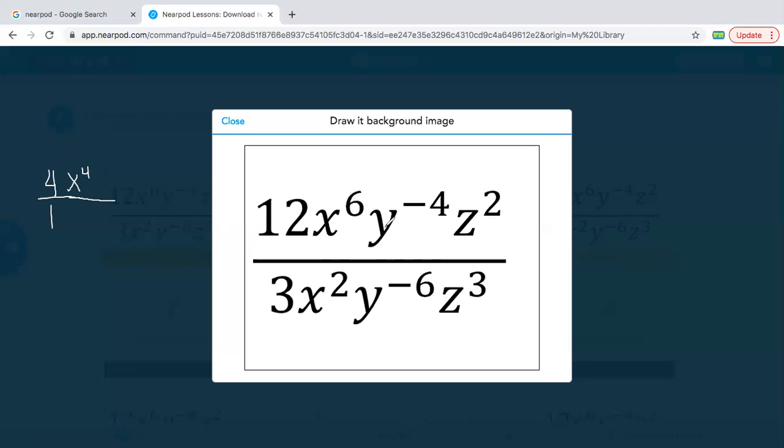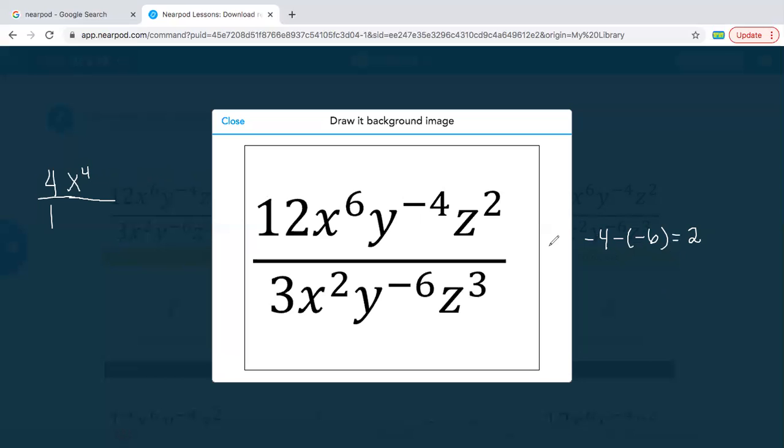Okay, Jada? Y to the power negative 4 over y to the power negative 6. Y to the power negative 10? It's subtracting. You're subtracting the negative. So negative 4 minus negative 6. Listen, it's a positive. Positive 2, yes.